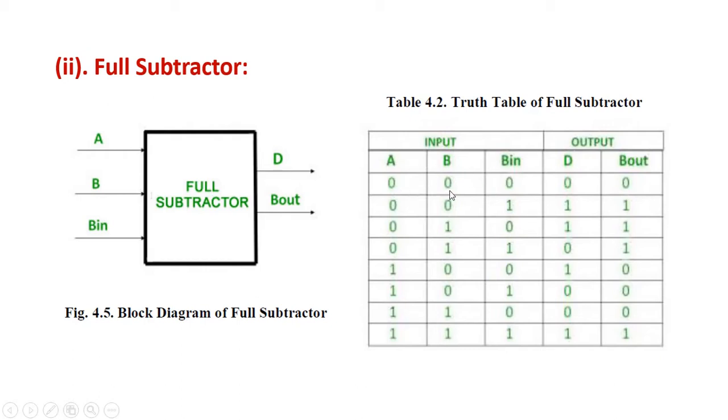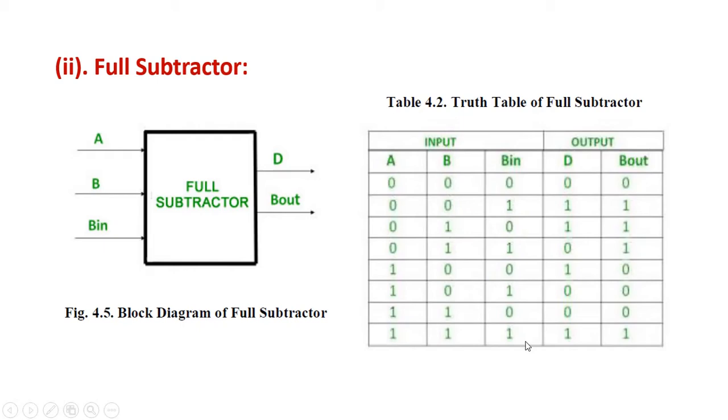So 0 minus 0 minus 0 gives difference and borrow out 0. Then in this case A is 0, B is 0, so difference will be 0, no borrow. Then 0 minus 1, in that case borrow will be 1 and difference will be 1. Then here again 0 minus 1, so borrow will be 1 and difference will be 1. 1 minus 0, difference is 1 and no borrow. Similarly you can fill all the entries in this truth table.